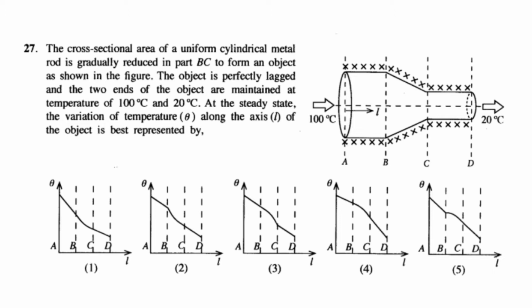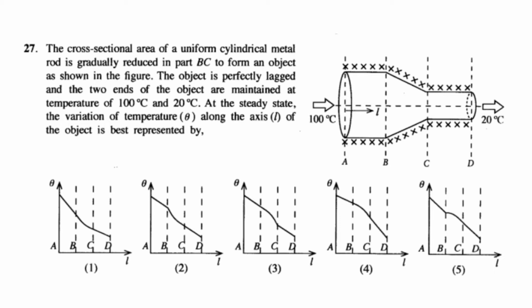The rate of flow of heat along the rod is given by K A delta theta over delta L, where K is thermal conductivity, A is cross-sectional area, and delta theta over delta L is the temperature gradient. So the rate of flow of heat, delta Q over delta T, equals K A delta theta over delta L. The rate at which the heat enters the object is equal to the rate at which the heat leaves the object. So delta Q over delta T is constant.